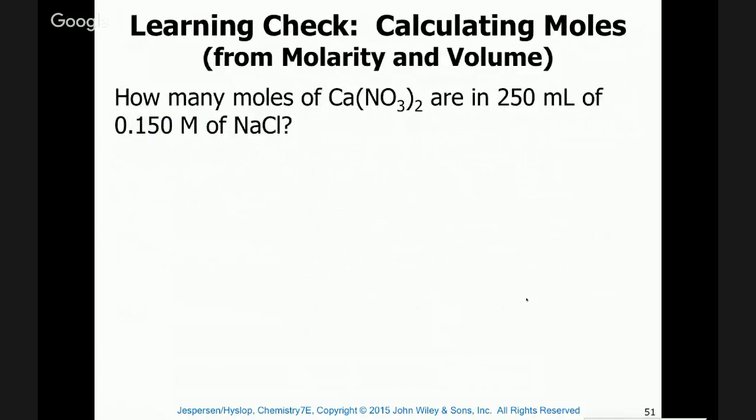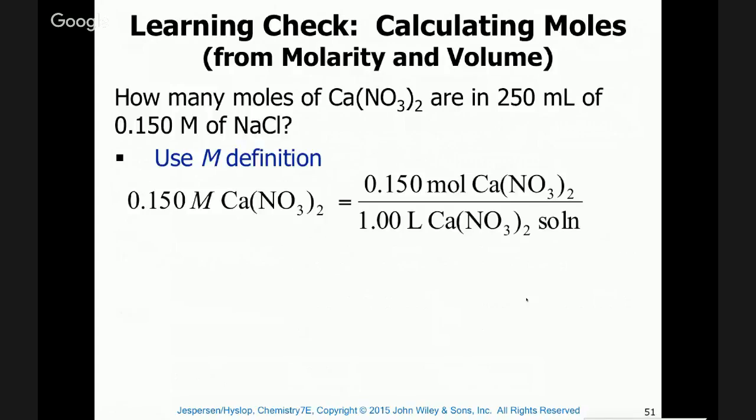So how about this question? Calculate the moles. How many moles of calcium nitrate are in 250 milliliters of 0.150 molar solution of sodium chloride? Use the molar definition. This means 0.150 moles per 1 liter of solution.